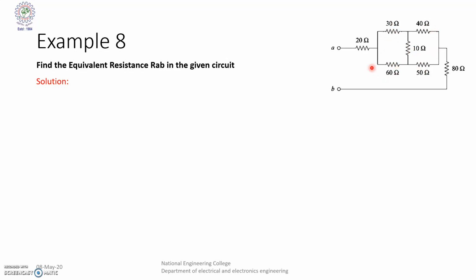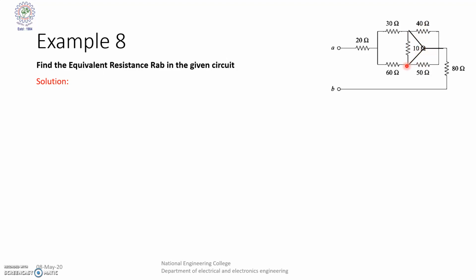There is no resistor in series or parallel combination. Everything is in star or delta format in this circuit. So our plan is to just take any one connection like delta or star and convert to another transformation. If I am taking 40 ohm, 10 ohm, 50 ohm as a delta connection, I can change this to a star connection like this.